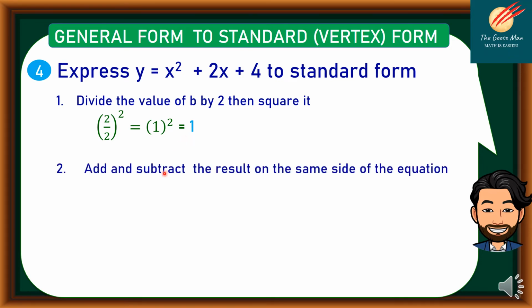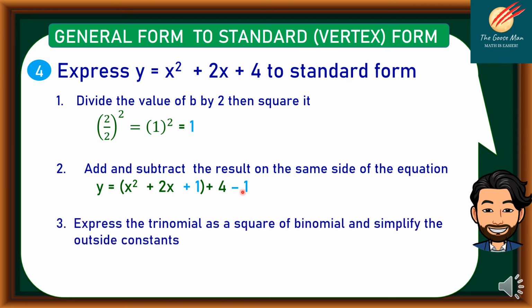Next, add and subtract the result on the same side of the equation. So take note that y is equal to x squared plus 2x. This is taken from the original equation. Then since the result is 1, I add this to make this a perfect square trinomial. Recall that we are completing the perfect square trinomial. Now, to compensate for this positive 1, I'll add the opposite of this, or simply subtract 1 on the same side of the equation.